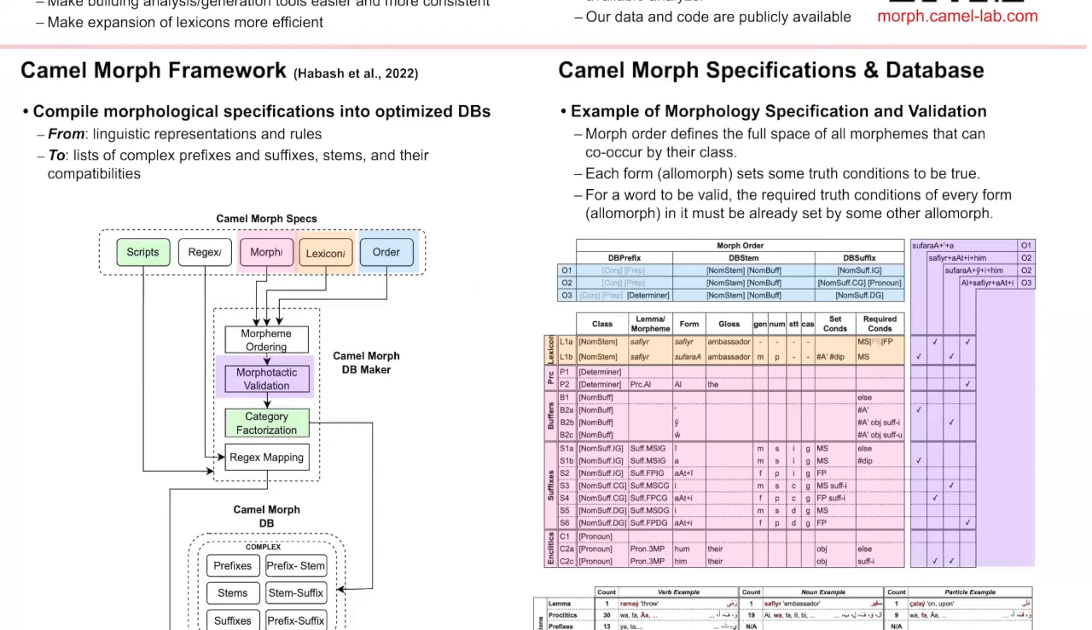The offline DB maker process makes heavy use of these conditions in the morphotactic validation process to determine proper combinations and compatibility among the allomorphs in a word. Finally, and denoted by the regex mapping rectangle, the framework accommodates the use of orthophonological rewrite regex rules as part of the specifications, such as sun letter handling in Arabic or epenthesis, to be used by the analysis and generation engines.